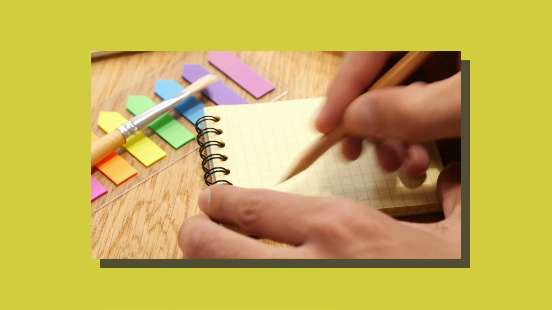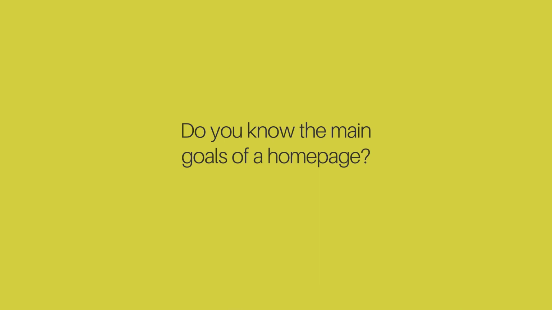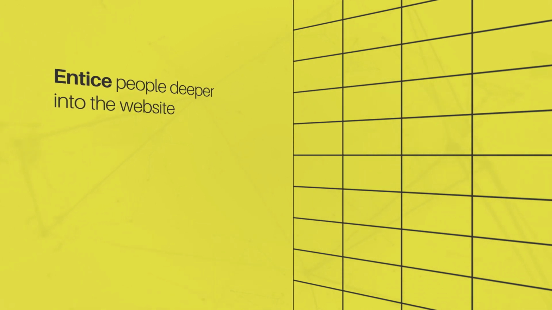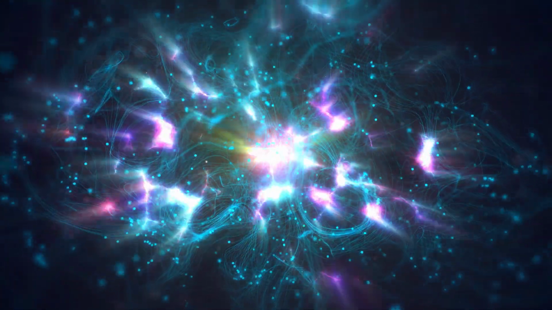So many websites fail to grasp the main goal of a homepage. But do you know what the main goals are of a homepage? It's pretty simple once you actually think about it. The homepage's aim is to entice people deeper into the website and then convert the users into sales or clicks elsewhere. Great, that sounds almost obvious and all well and good, but what about this psychological trick that I'm talking about?